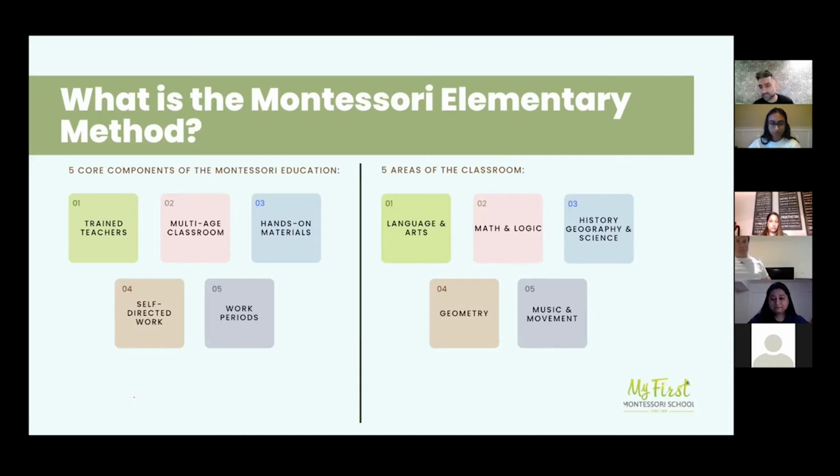And then there's 5 areas of the classroom. Anybody who's familiar with Montessori has always heard about the 5 areas of the classroom. When you're dealing with lower, like Casa children, which is ages 2 to 6, you always hear about sensorial, practical life, culture, language, and math. Those are the core 5 areas for a younger child. You don't see sensorial and culture on this slide because practical life and sensorial, most of those tasks, an elementary child has mastered them now.